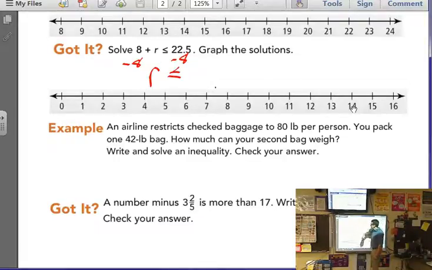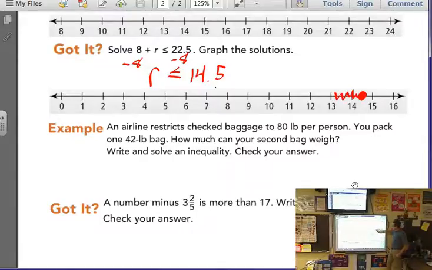R less than or equal to 14.5. So I put my reference. Now here's the dangerous part. 14.5 is between the 14 and the 15. Is it open or closed, Sean? Closed, because of the or equal. And then do I shade left or right?